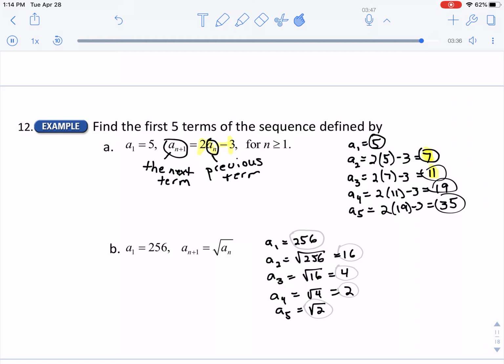So again, the answers are: a sub 1 is 256, a sub 2 is 16, a sub 3 is 4, a sub 4 is 2, and a sub 5 is the square root of 2, and that's the answer.